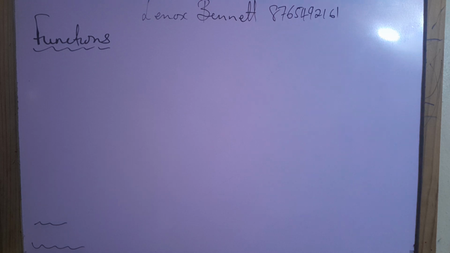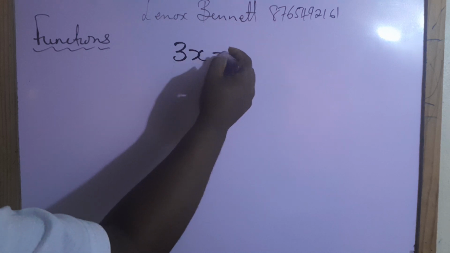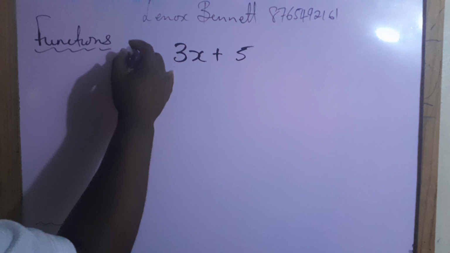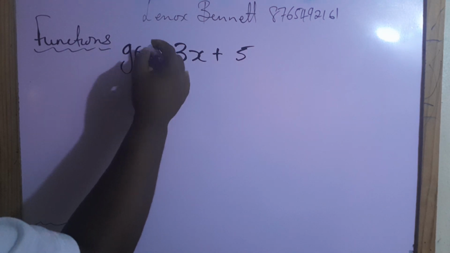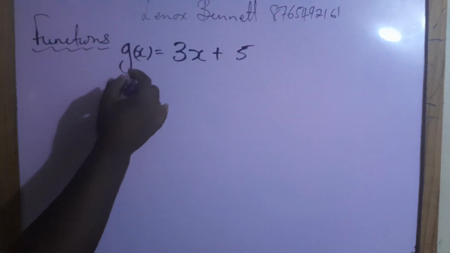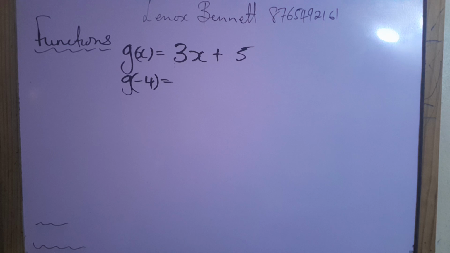So today we're going to be looking at functions. Let's look at the first one. So we have g of x is 3x plus 5. Let's say we are given a function g of x is equal to that, and we are asked to find g of negative 4. So we're going to plug negative 4 where x is.